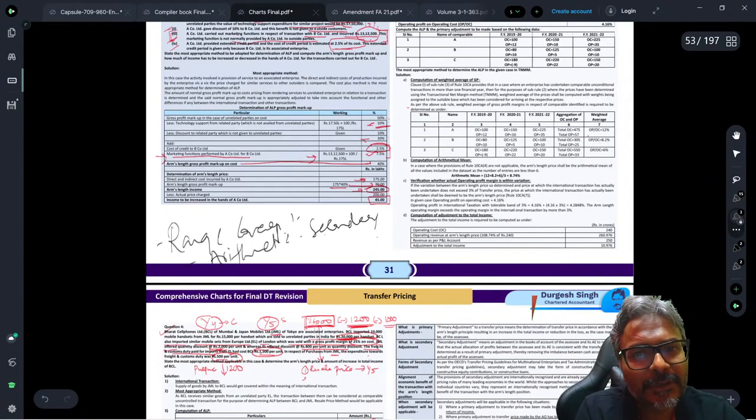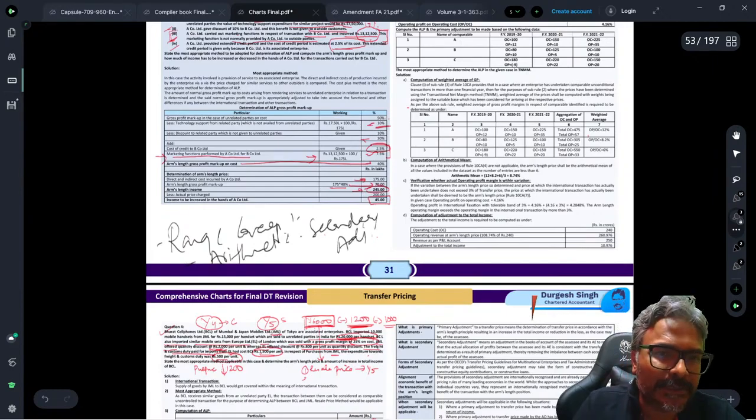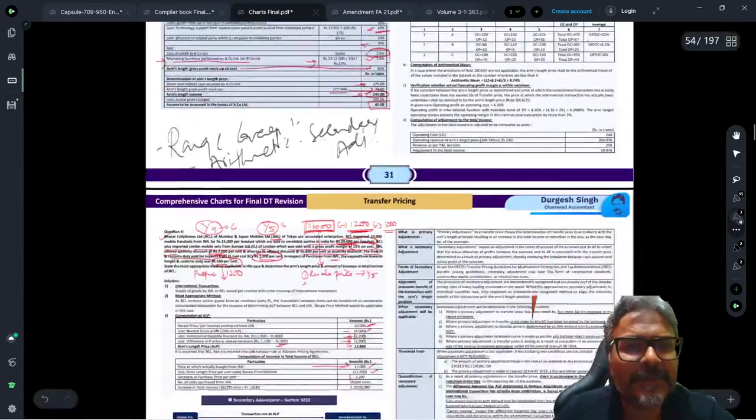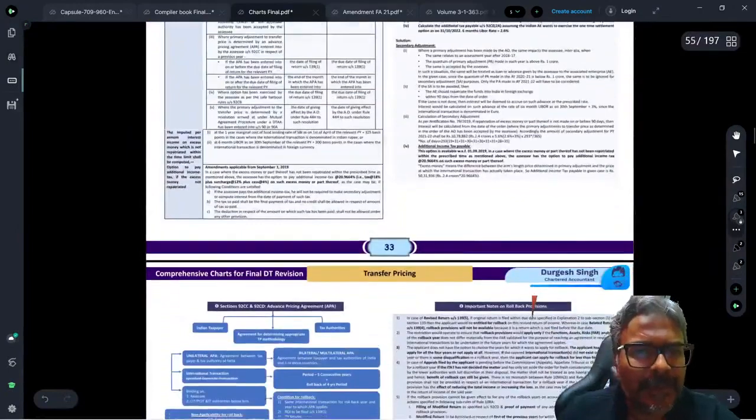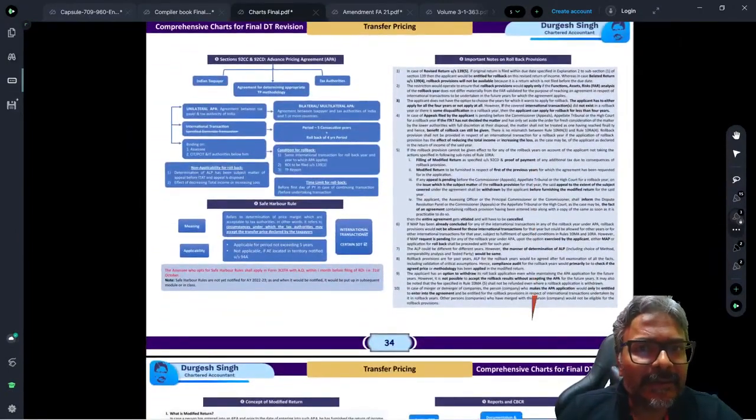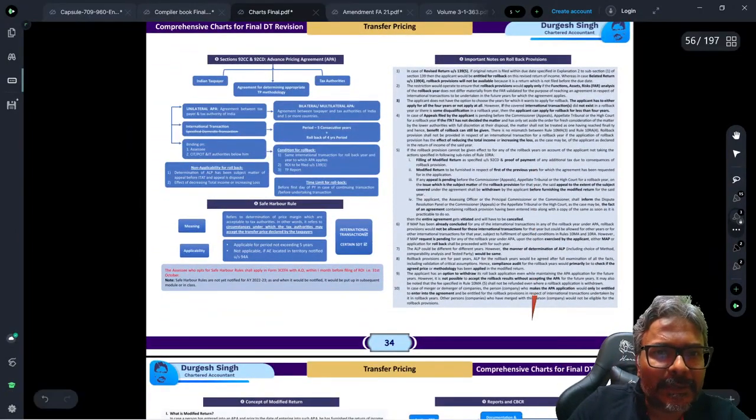Why is it so? Because these are the simplest of the things which I consider in transfer pricing, and everyone loves to do them. Let's do the technical area, and the technical area, students, is this one, the APA.